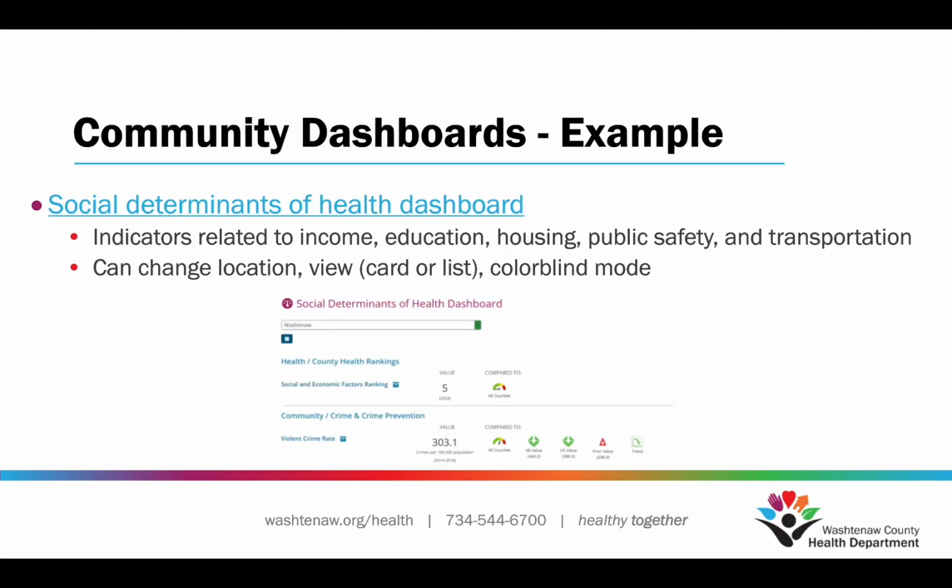Let's take a look at another example. Here we'll look at the social determinants of health dashboard. Indicators related to income, education, housing, public safety, and transportation will be presented. You can change the location, the view, which could be card or list, or the colorblind mode.